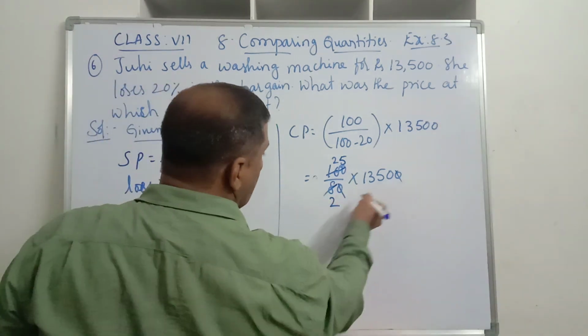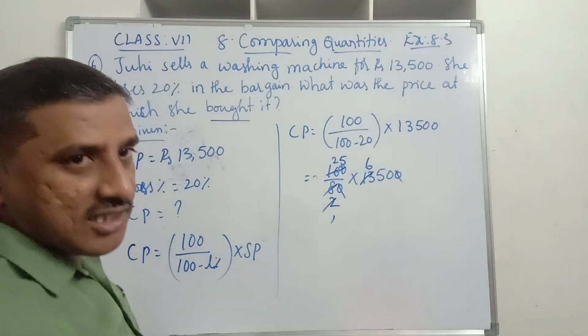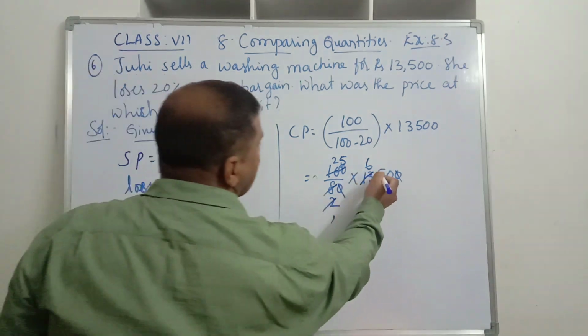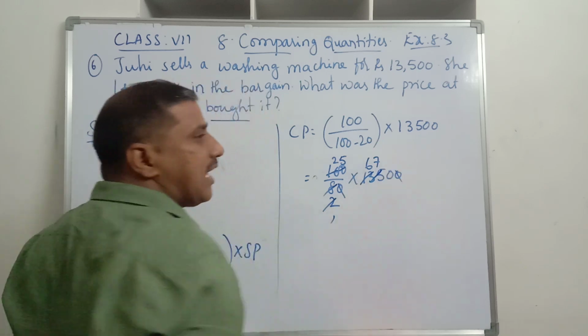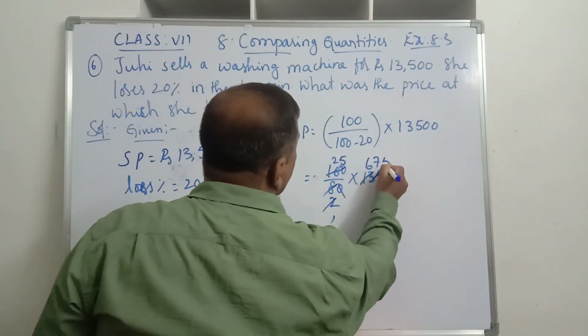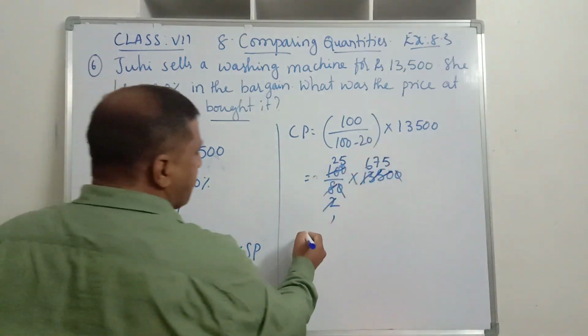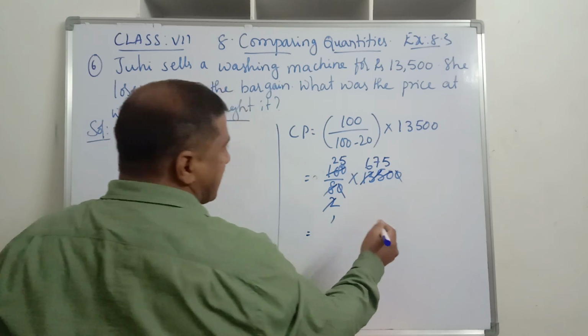Now with the 2 1s are 2, 2 6s are 12, 13 minus 12 is 1, bring down 5, 15. 2 7s are 14, 15 minus 14 is 1, then bring down 0, 10. 2 5s are 10. Now we need to multiply this 25 into 675.